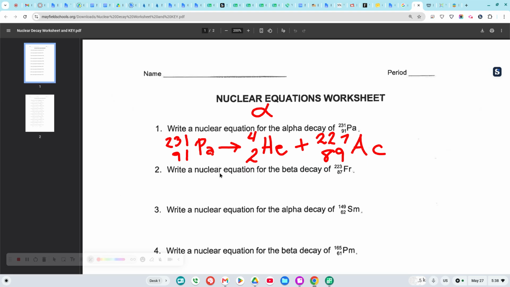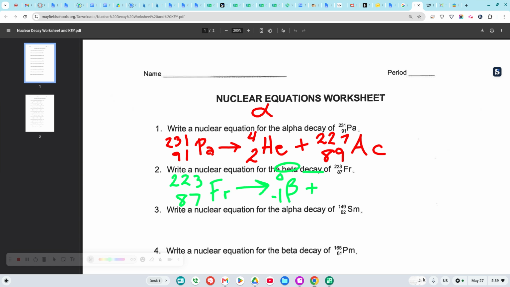Now, let's look at this next one. Write a nuclear equation for the beta decay of francium-223. Again, decay, and it's beta this time. So francium-223, 87 francium, decays into a beta particle. Remember, a beta particle is basically an electron. So the mass is 0 and the charge is a -1.